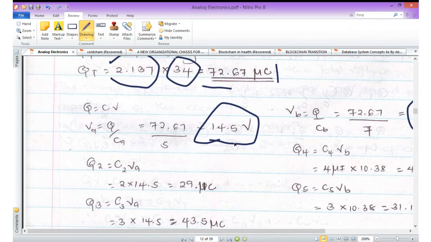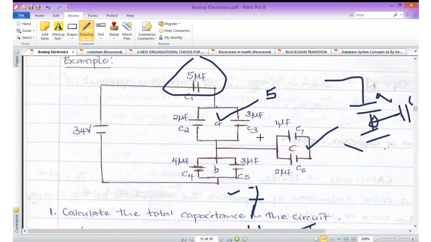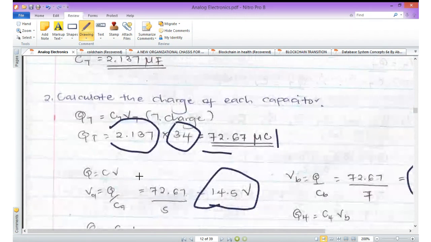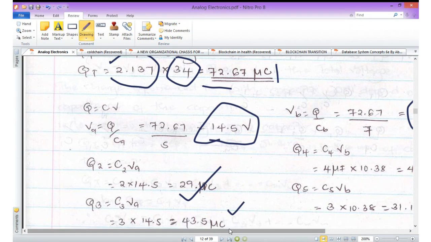So from there, you can analyze your circuit one by one and be able to determine C2, C3, what is the charge for that particular capacitor? So that's the computation we are doing there, using the voltage per circuit.